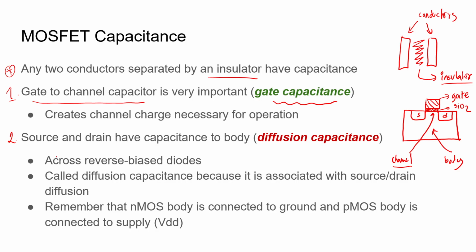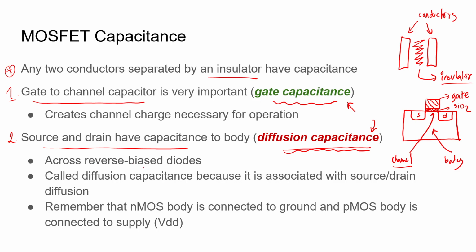But another kind of capacitance is also present in MOS devices, which is the source to body and the drain to body capacitances, and we call them the diffusion capacitance. As the color suggests, this diffusion capacitance is bad, but the gate capacitance is good. This diffusion capacitance is created across the reverse bias diode.